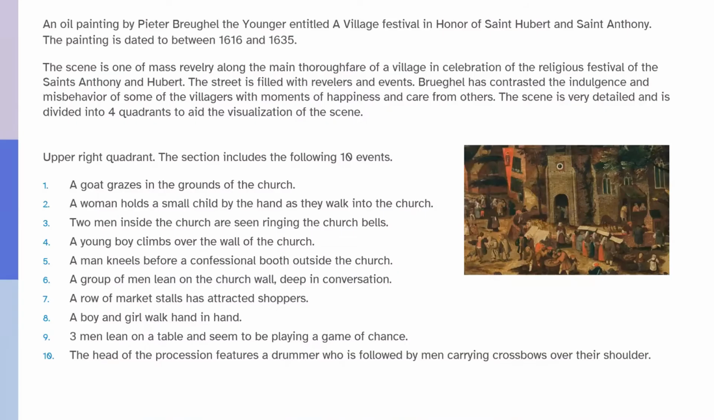You end up with the alt text description being: an oil painting by Pieter Bruegel the Younger, entitled A Village Festival in honour of St. Hubert and St. Anthony. The painting is dated to between 1616 and 1635. The scene is one of mass revelry along the main thoroughfare of a village in celebration of the religious festival of the Saints Anthony and Hubert. The street is filled with revellers and events. Bruegel has contrasted the indulgence and misbehaviour of some of the villagers with moments of happiness and care from others. The scene is very detailed and is divided into four quadrants to aid the visualisation of the scene.